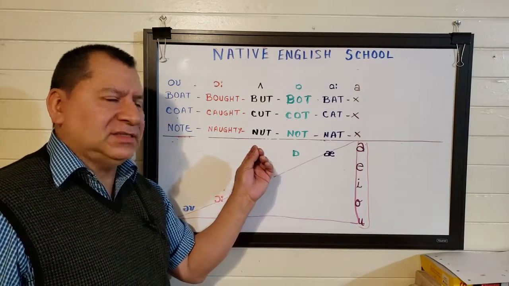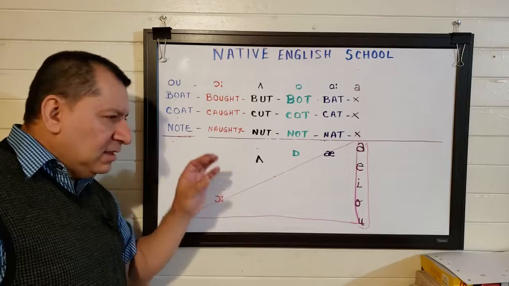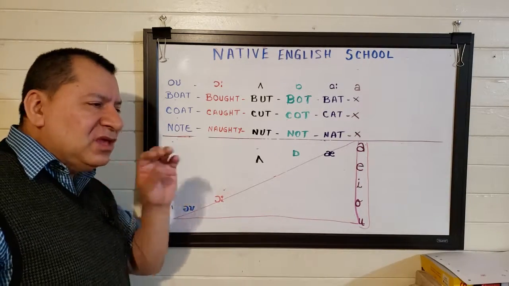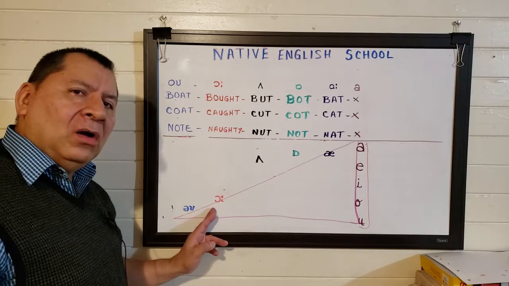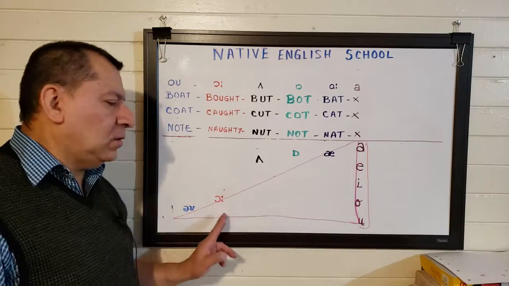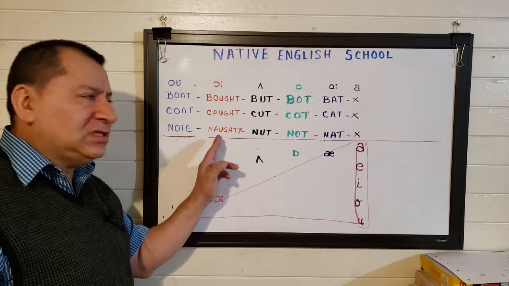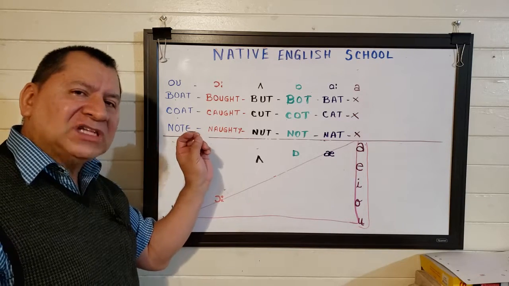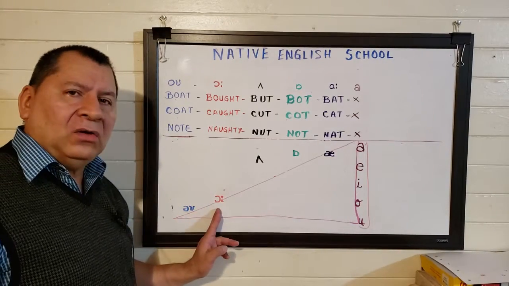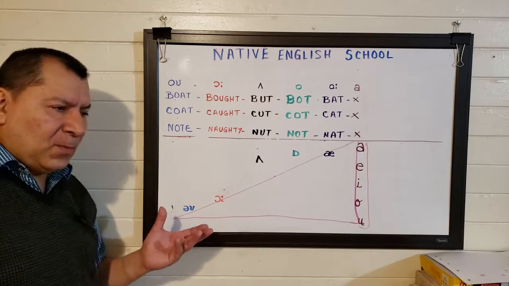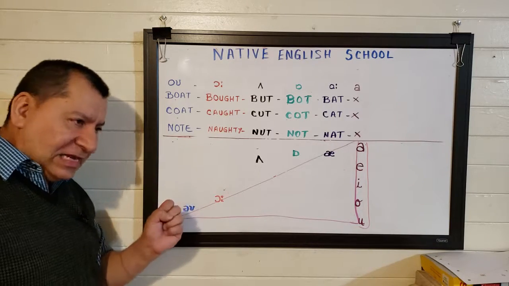And then if you move the sound further back, it's going to be closer. It's not going to be wide open, it's going to be closing even more, like oh. No, it's oh. Caught. I caught you. Naughty. Bought. I bought a house. You see the sound? Oh. It's not way at the front, it's at the back. And I would say probably this one is the furthest back that English can make a sound.